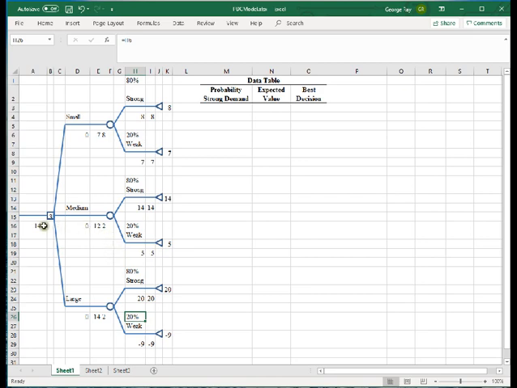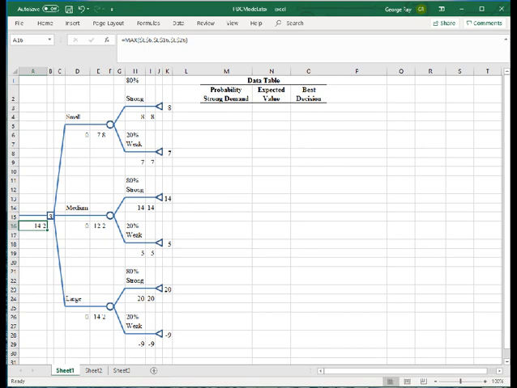Let's look at A16. What A16 is doing is selecting the maximum expected value for each one of the projects. We see that for the small project, the expected value is 7.8. For the medium project, it's 12.2. And for the large project, it's 14.2. So the maximum expected value of the 3 decision branches is 14.2. Now, how do we get those expected values?